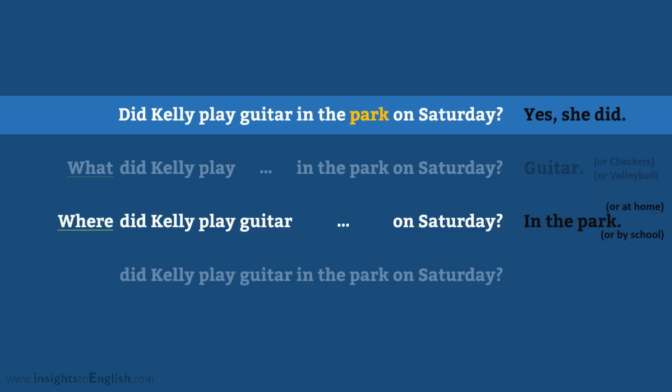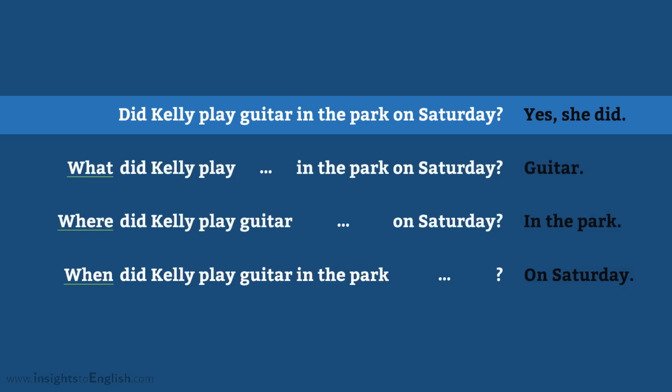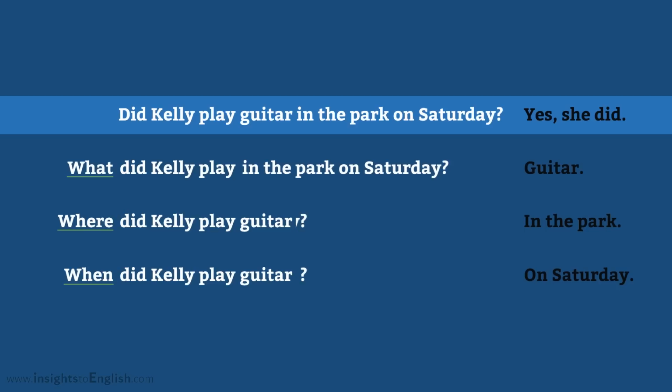Yep. Can you do the last one by yourself? Yeah. If we don't know when she played, we take on Saturday out of our question. When is a question word we use for times and days and whatever. Well done. And that's how we do object questions. We can shorten some of these sentences if we like. Cool. Object questions are pretty easy. I'm glad you think so.